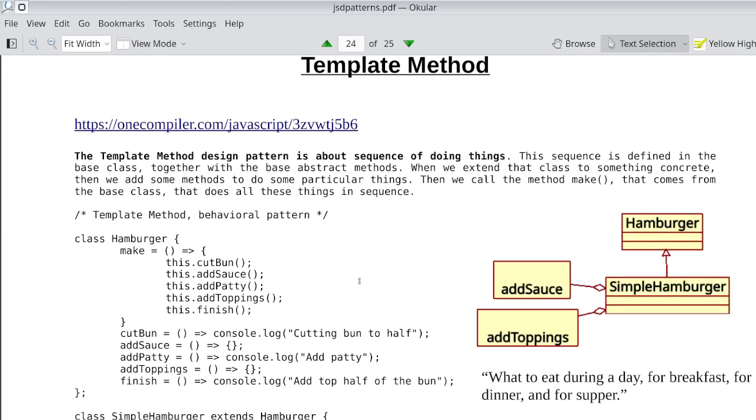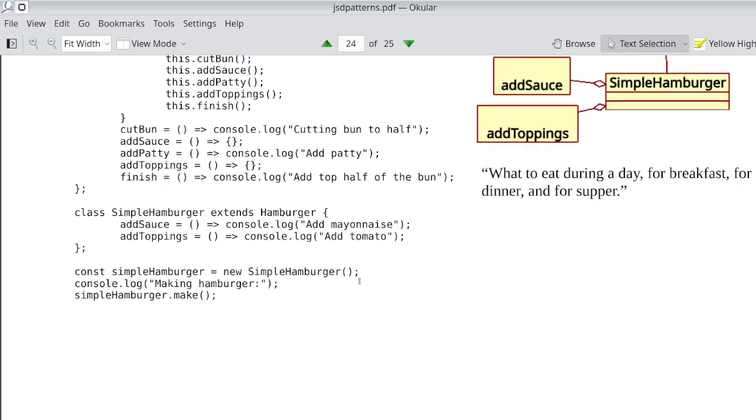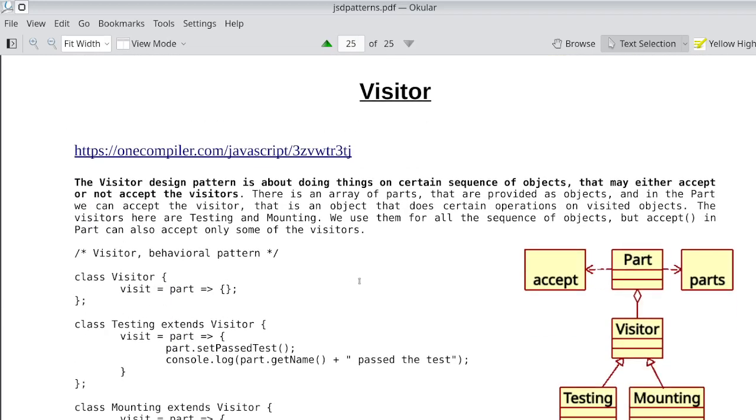The template method design pattern is about a sequence of doing things. The visitor design pattern is about doing things on a certain sequence of objects that may either accept or not accept the visitors.